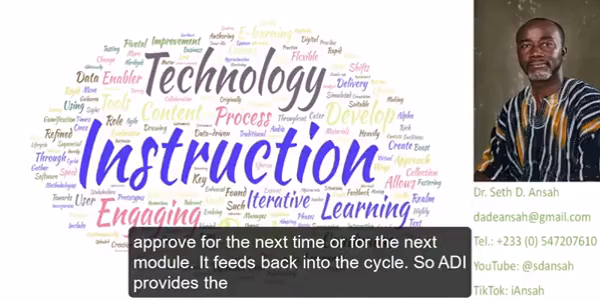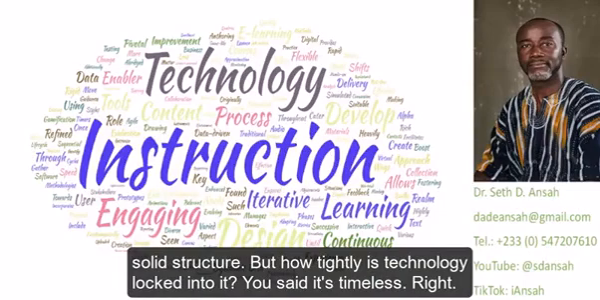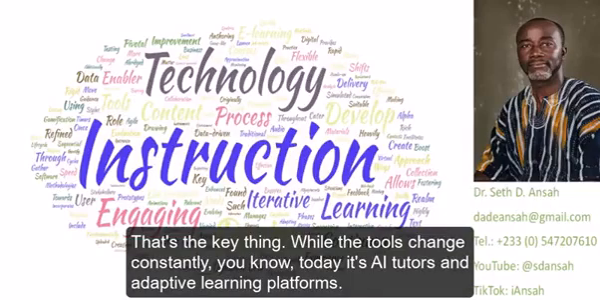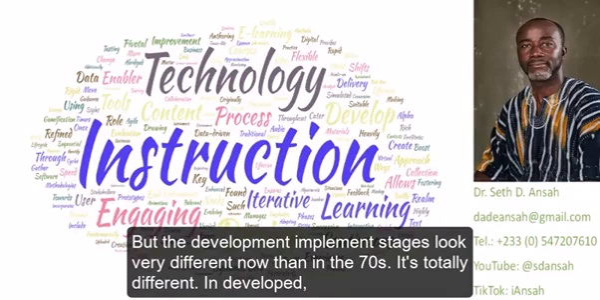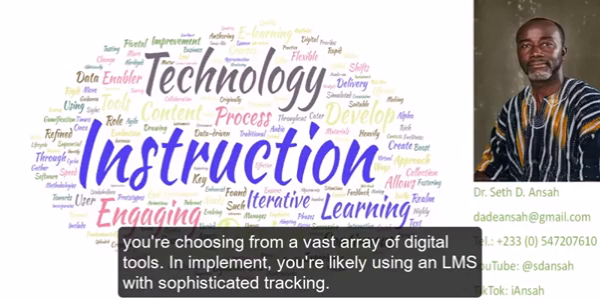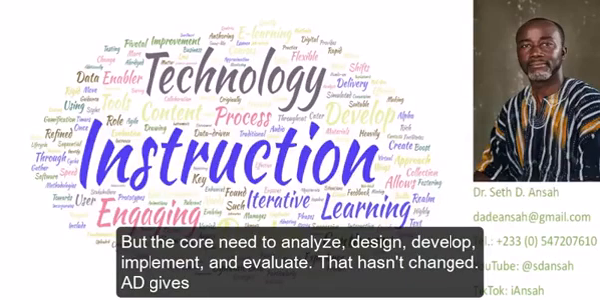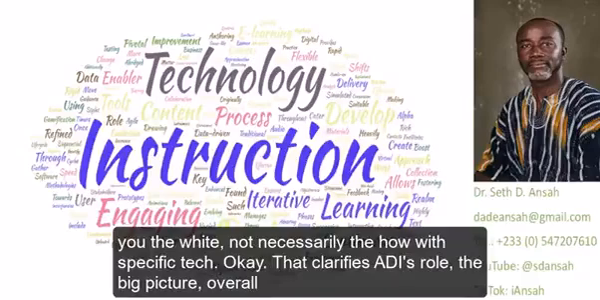So ADDIE provides this solid structure, but how tightly is technology locked into it? You said it's timeless. Right, that's the key thing. While the tools change constantly, today it's AI tutors and adaptive learning platforms. Tomorrow, who knows, the process that ADDIE describes remains relevant. So the phases stay the same, but the develop and implement stages look very different now than in the 70s. Totally different. In develop, you're choosing from a vast array of digital tools. In implement, you're likely using an LMS with sophisticated tracking. But the core need to analyze, design, develop, implement, and evaluate, that hasn't changed. ADDIE gives you the what, not necessarily the how with specific tech.